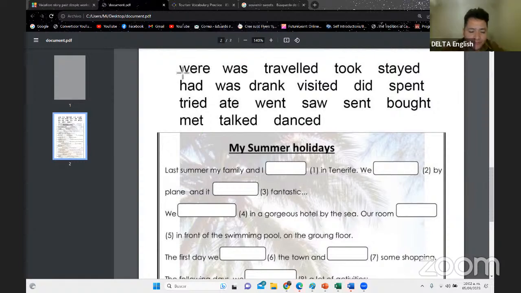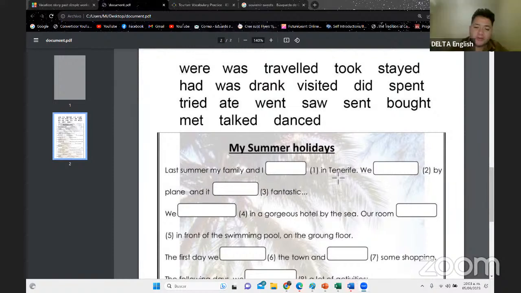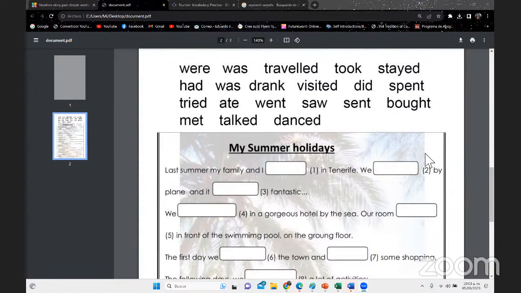Exactly. Where? In Tenerife. It is pronounced Tenerife, but British also say Tenerife. We by plane. We traveled. Exactly. We traveled by plane, and it was fantastic. Very good. Please help us continue reading this text, Heidi.